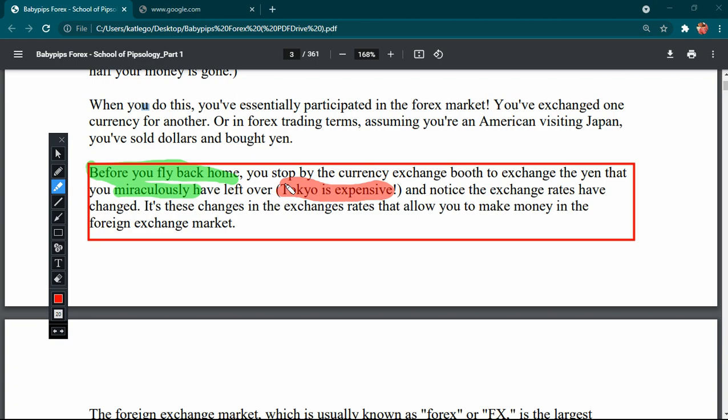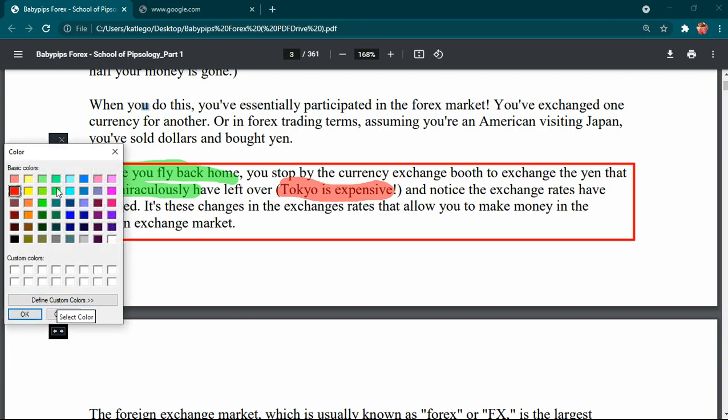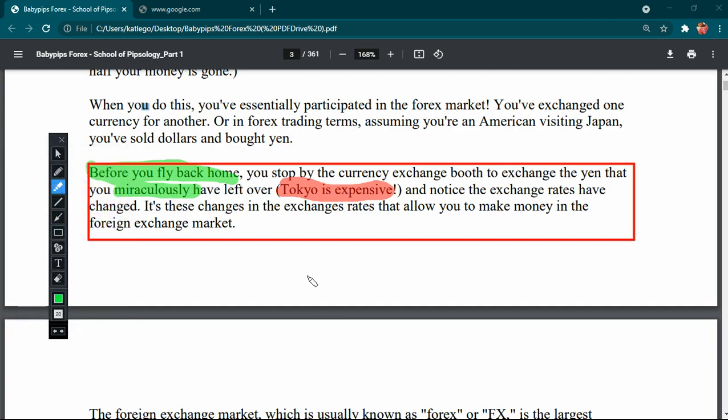So now you are in Tokyo itself, and we are realizing, man, if I continue spending my money, I'm going to be left with nothing when I go back home. So we left some money, because apparently Tokyo is expensive. And notice the exchange rates have changed, right?